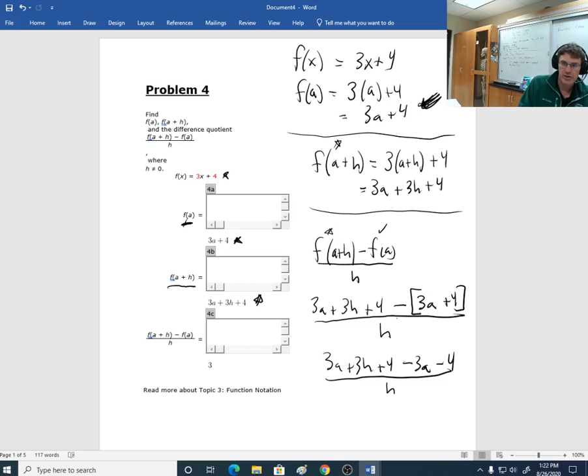So look here. Now we can simplify here. This is out, and we're left with 3h over h. Well, what does that do? That does this. So now we're at 3. This whole thing simplifies to 3, and that's our answer. And we're done.